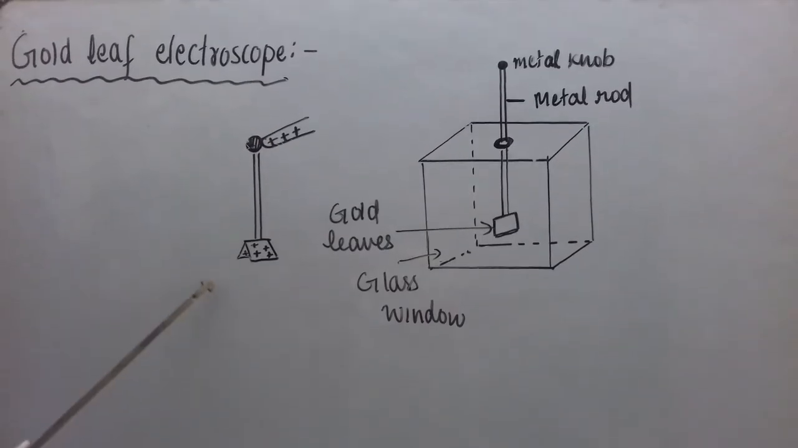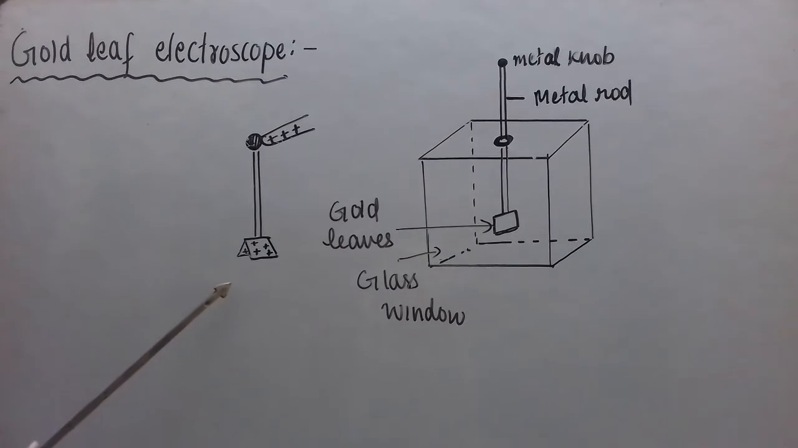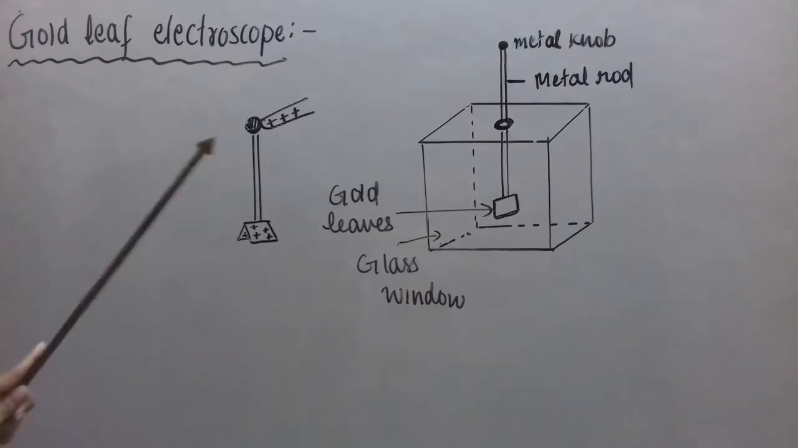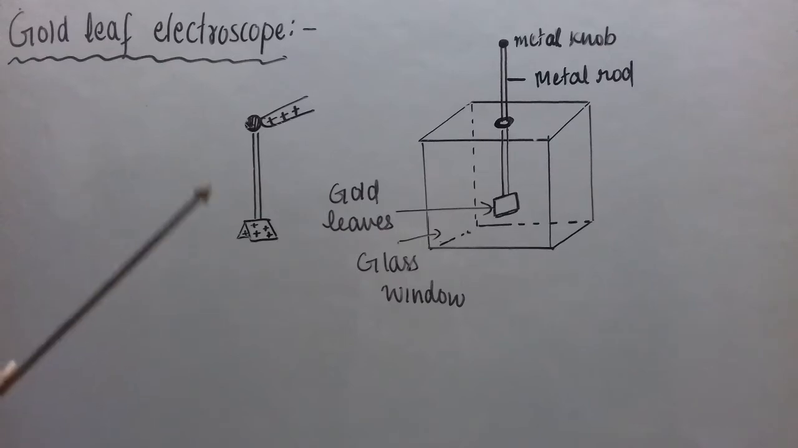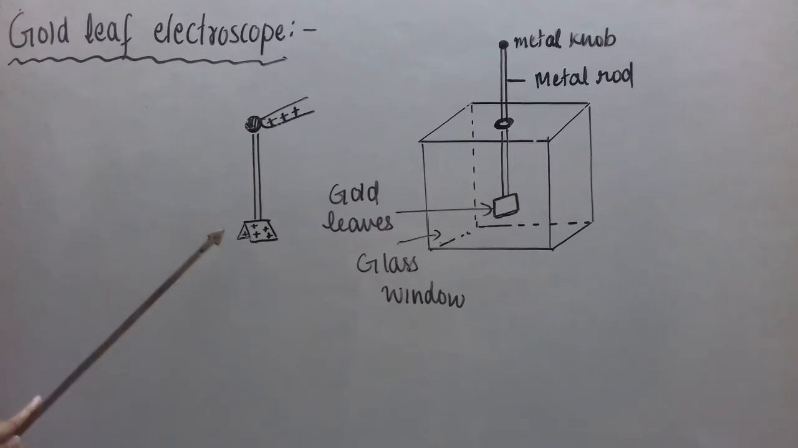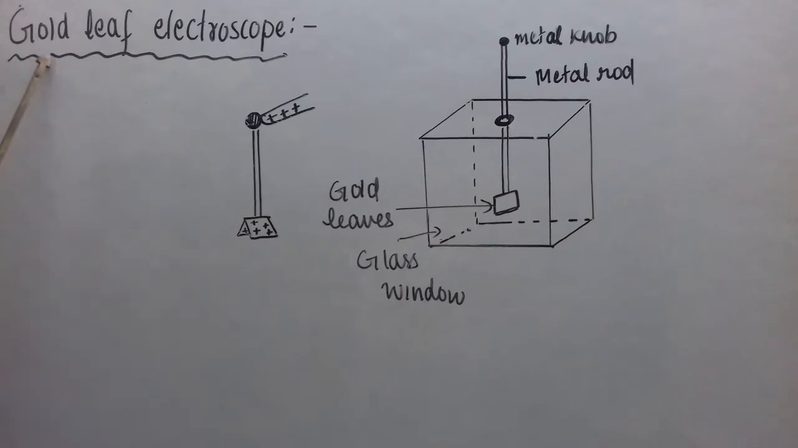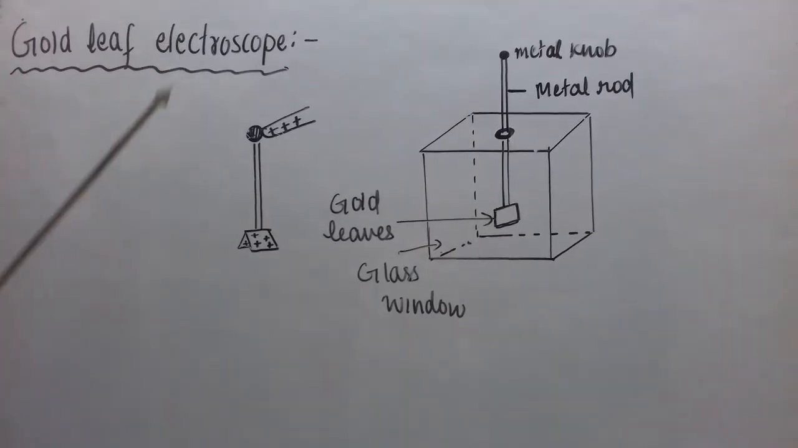So, if we have one known charged body, whether it is positively or negatively charged, then we can also detect the given body, the body whose charge is unknown, whether it is positively charged or negatively charged, or let us say maybe not charged. I hope you have understood the diagram, construction and working of the gold leaf electroscope.